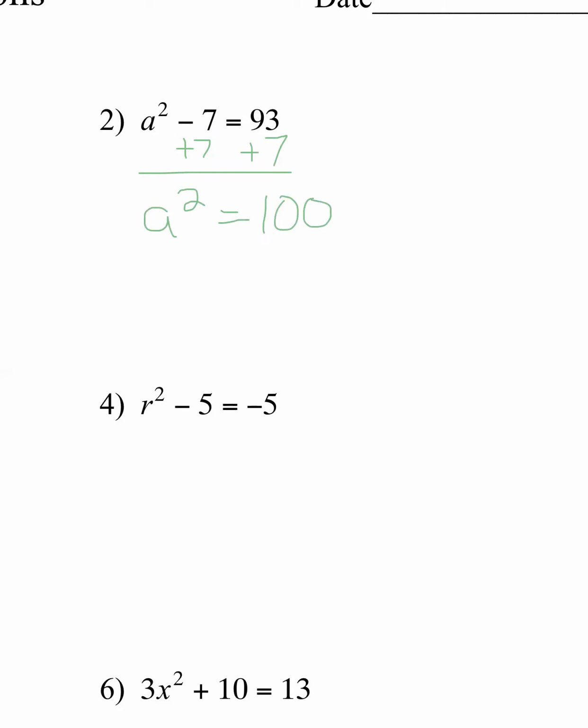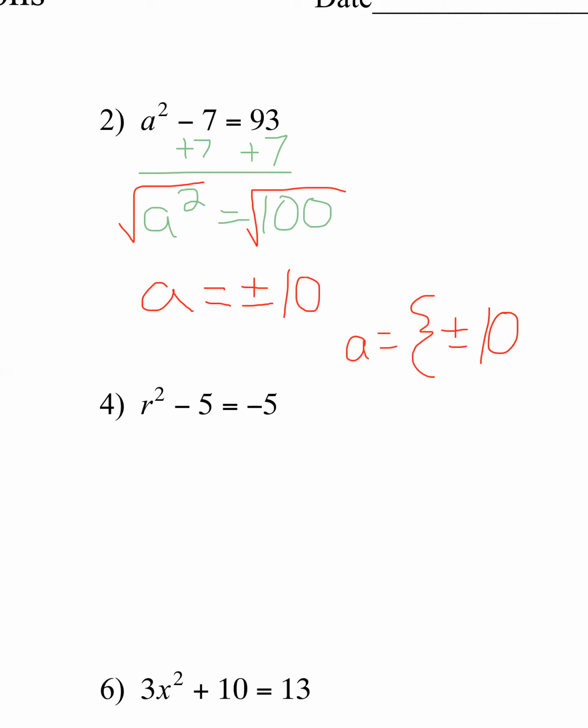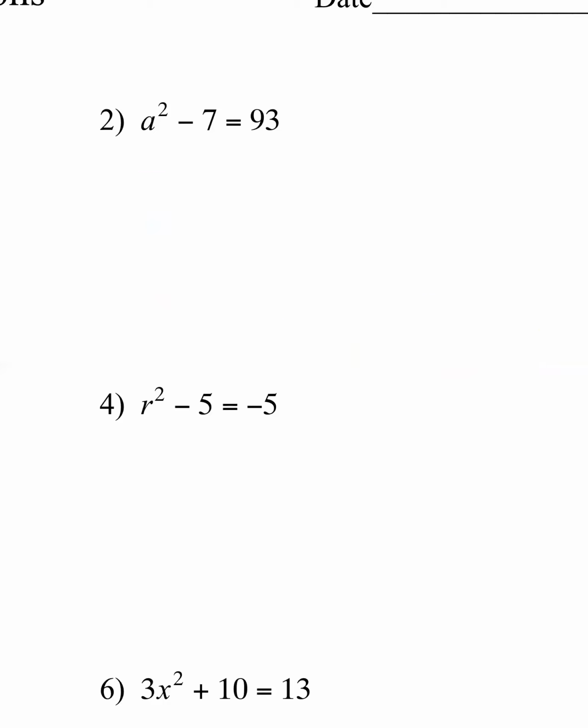And now that the variable being squared is all by itself, I'm ready to come in and square root both sides. Okay, so the square root of a squared is just a, and the square root of 100 is 10. Just don't forget that plus and minus. And again, if you want to write that in the funny brackets, that's totally fine too, right? So that's our proper way to write our solution set, in those curly brackets. All right, let's do a couple more.